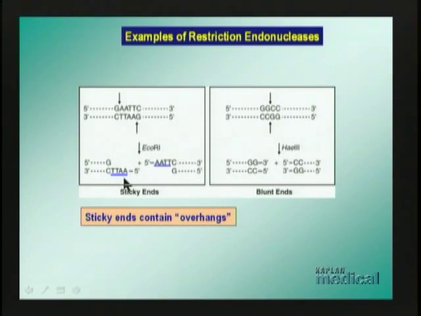Now, there are other kinds of endonucleases out there which are not used that much in cloning. For example, here's one on the right side of this figure called HA3.